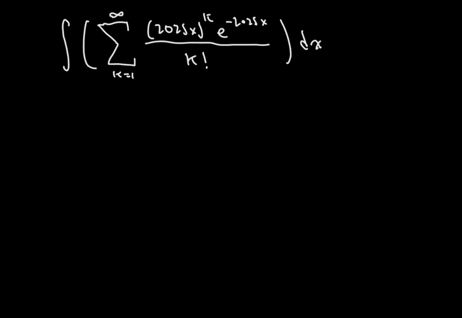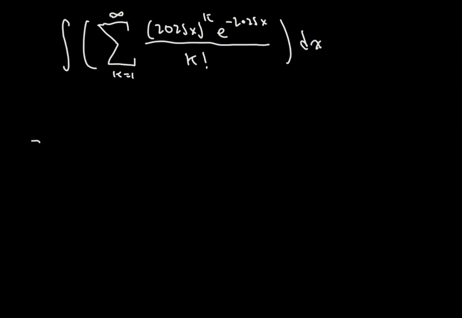Okay, so the confusing part about this is that we have a sum inside of an integral. So we kind of have to just stare at the sum and then figure out what to do later. If you look at the sum long enough, you'll notice that this e to the negative 2025x term doesn't depend on the index k. That means we can pull it out of the sum. As k increases, the expansion of the sum is always going to have that e to the negative 2025x term. So we can take it out, right?